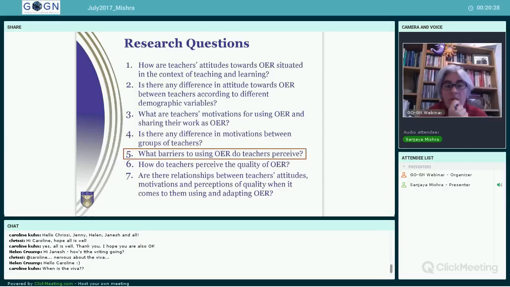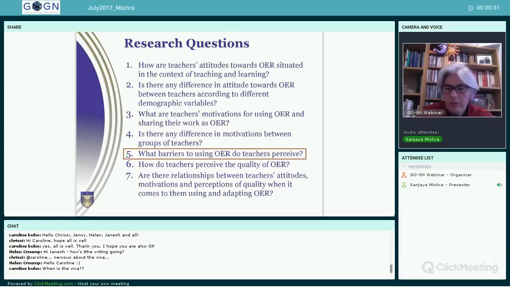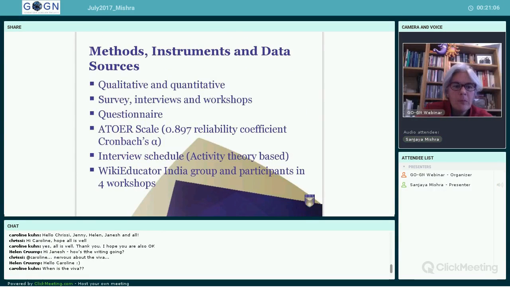There are a lot of research questions to answer, looking at attitudes, motivations, quality issues, and barriers. This presentation will be on what barriers to using OER teachers perceive. If you are interested in the research results, I can send you the link, and you can find this research on Commonwealth of Learning's institutional repository, which we call OASIS. It's now available. In order to answer those questions, we used a variety of data.